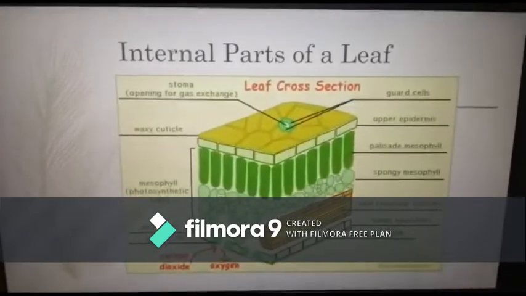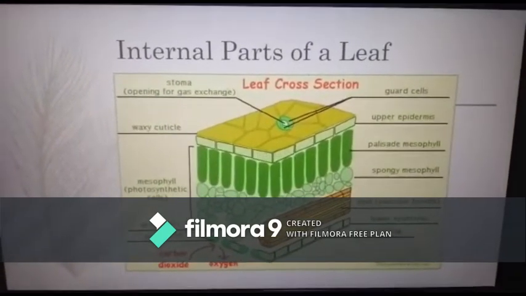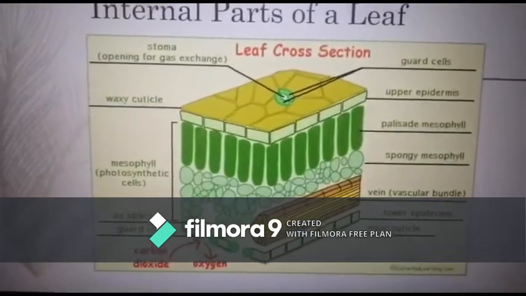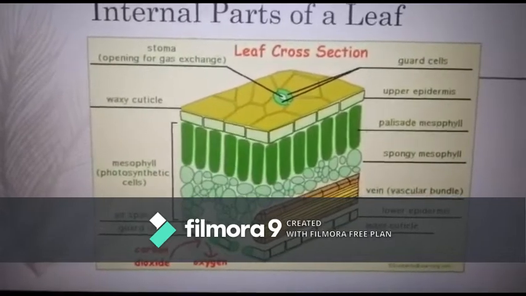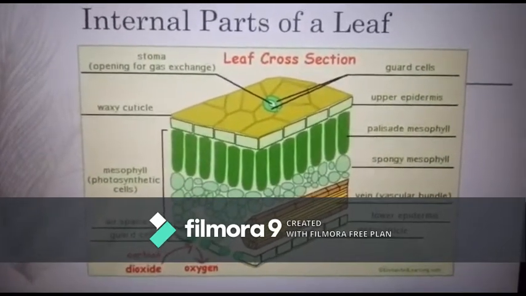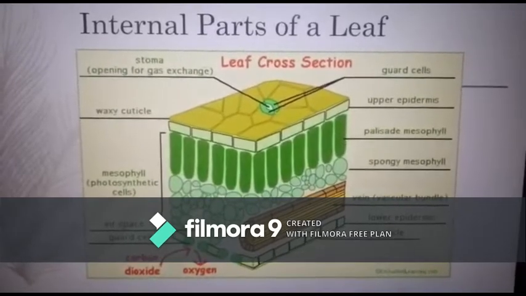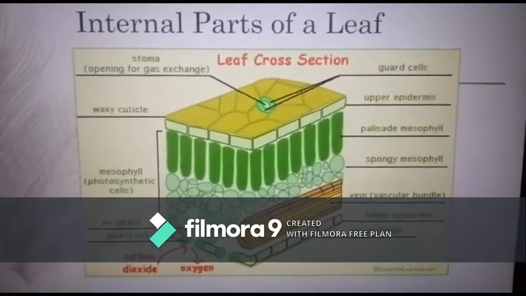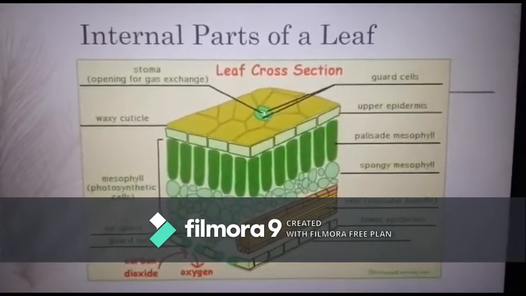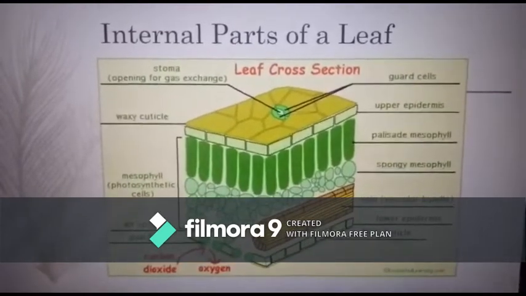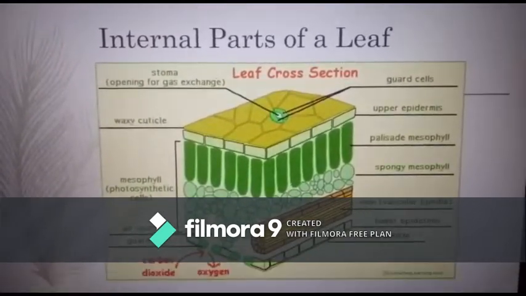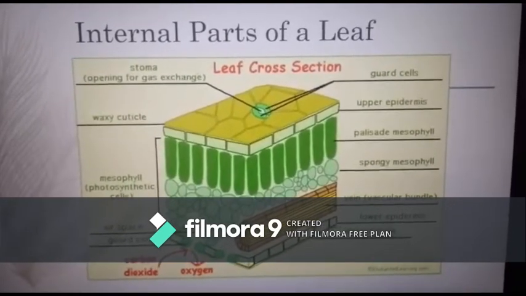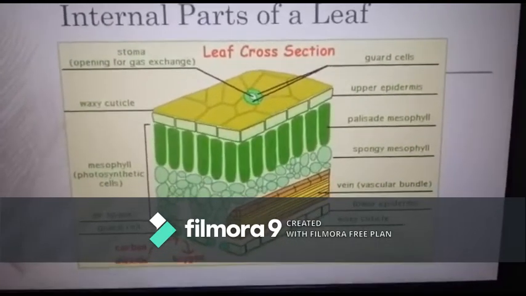As my teammate said, the internal parts of the leaf are like this. We have the stoma, guard cells, which protect the stoma, the upper epidermis with waxy cuticle above it, palisade mesophyll below the upper epidermis for photosynthesis, and spongy mesophyll for photosynthesis also, but not mainly occurring. Then we have the vascular bundle, the lower epidermis, and another waxy cuticle below the lower epidermis.